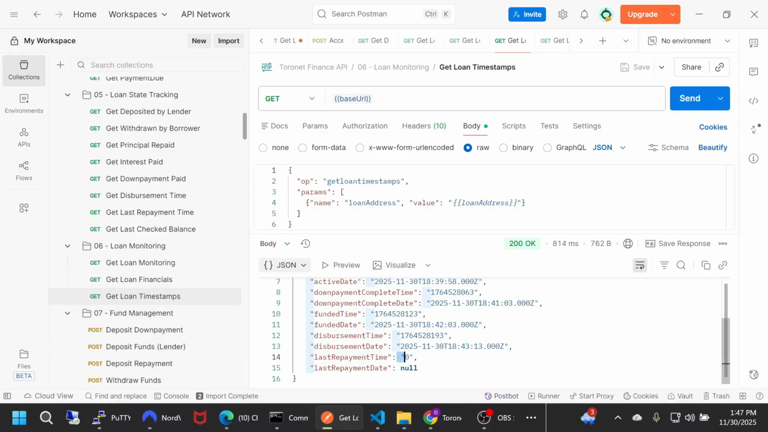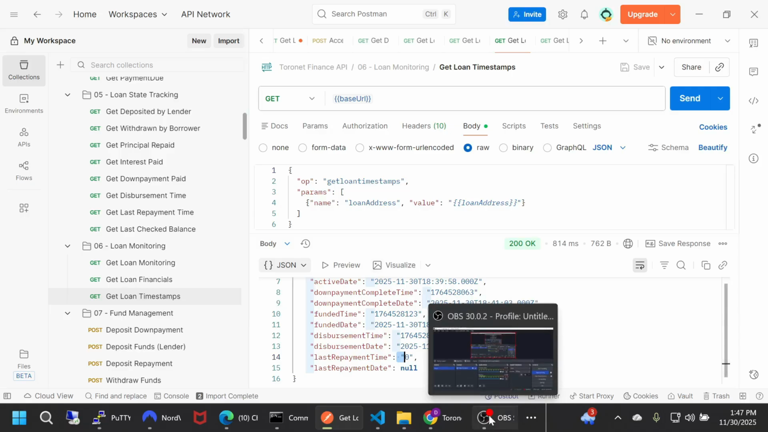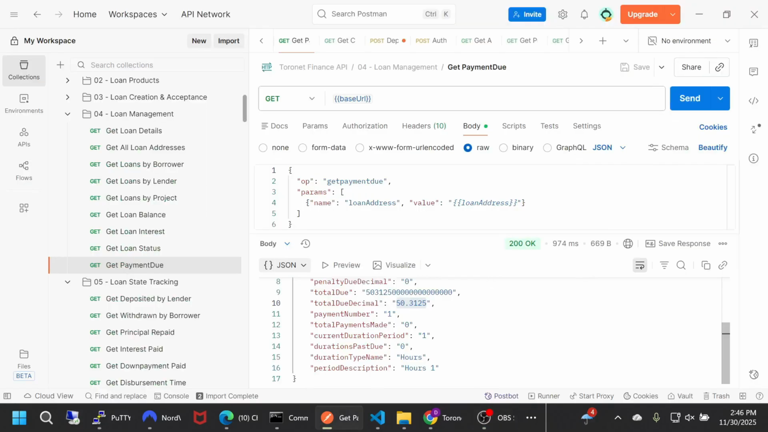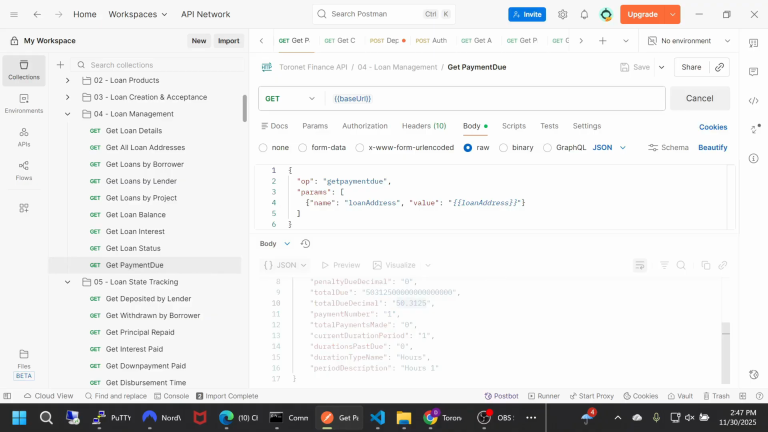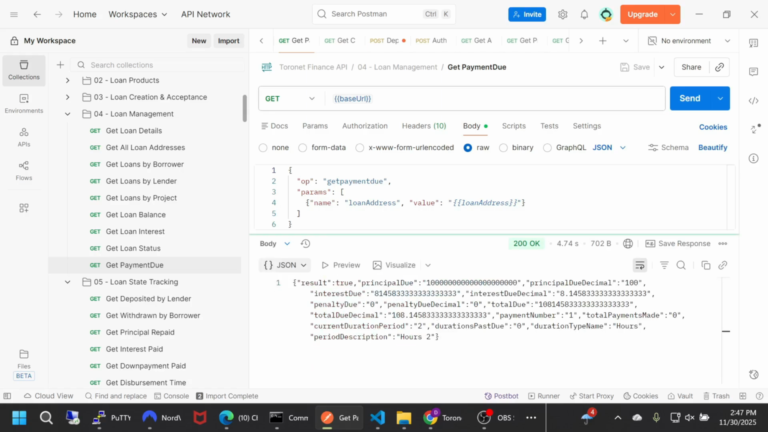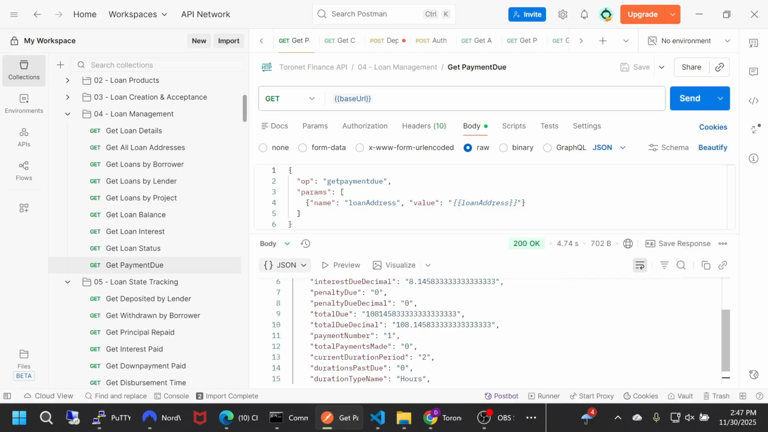So we're going to pause now and we'll come back at the end of an hour and look at how the loan is performing. It has been at least an hour. Definitely more since we created this loan and disbursed it. So we're going to now check the payment due. It's been more than an hour. This is an hourly loan that was issued for 2 hours. So after the first hour, some amount should be due, right?